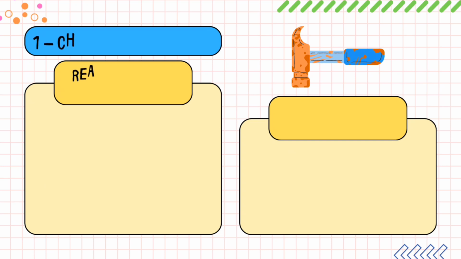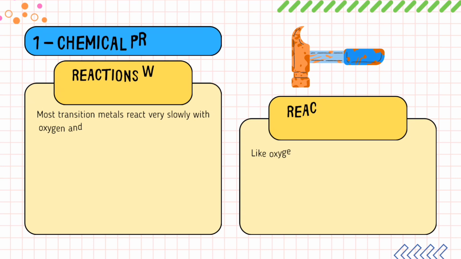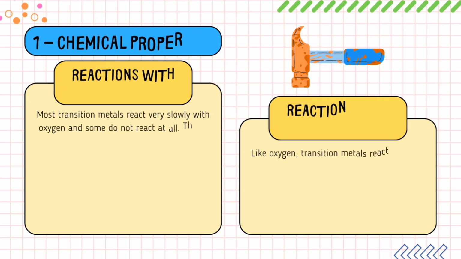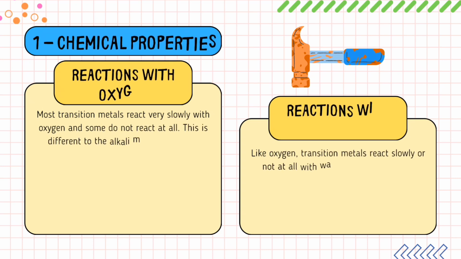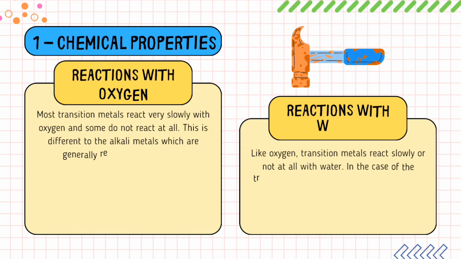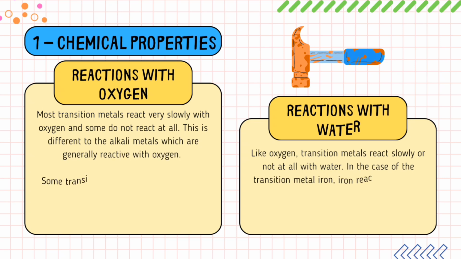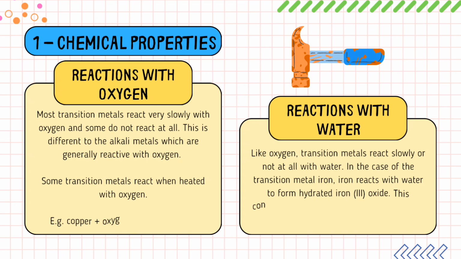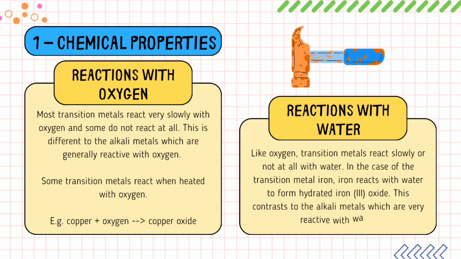Now we will learn about the chemical properties of the transition metals. First, the first chemical property, reaction with oxygen. Most transition metals react very slowly with oxygen and some do not react at all. This is different to the alkali metals which are generally reactive with oxygen. Some transition metals react when heated with oxygen: copper plus oxygen gives copper oxide.